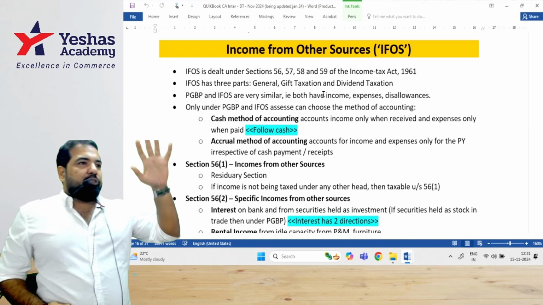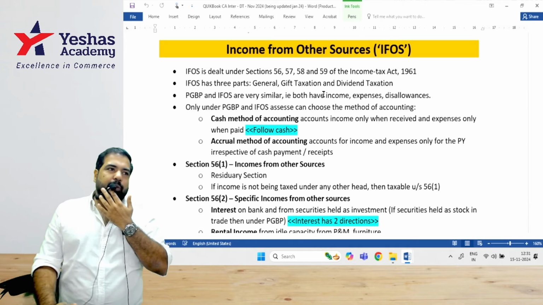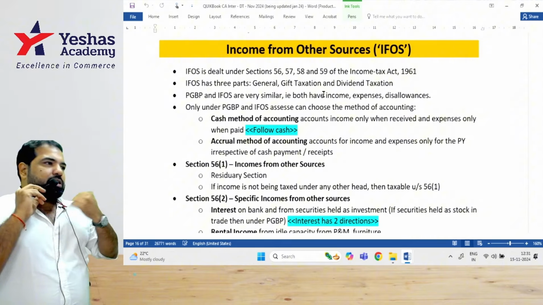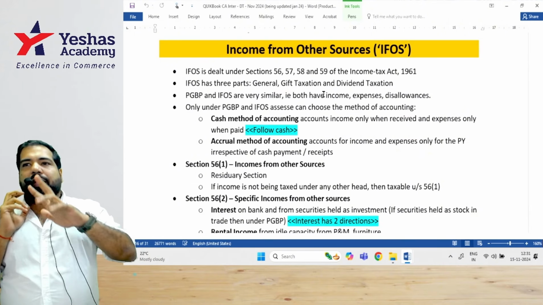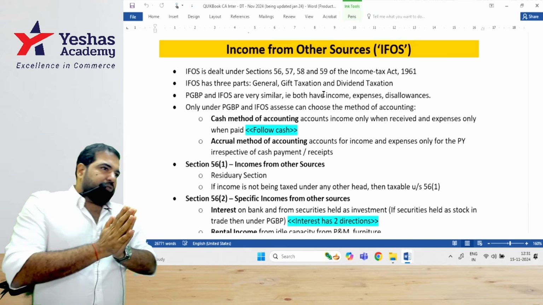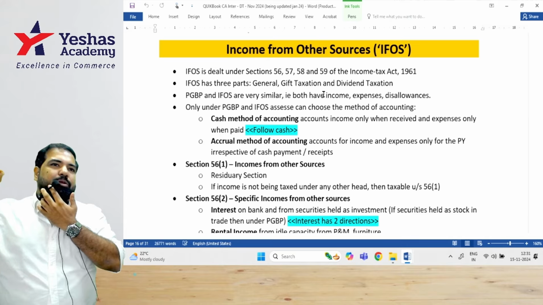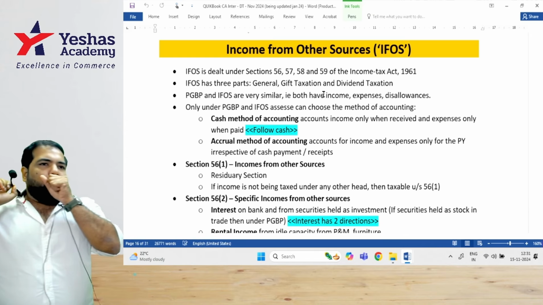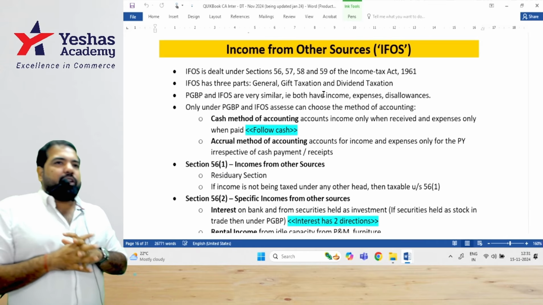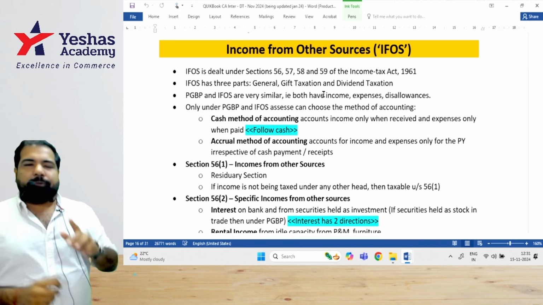Guys, IFOS is the fifth head of income, but it is for us the second head of income, after which head of income, guys, house probably. There are three parts to IFOS. The first part, general. Second part, and third part, guys, gift tax. Let's start with gifts. Something that we really enjoy is accepting gifts. So gift tax is always taxable from whose perspective? Giver or receiver, guys? Receiver. And we expect how many gifts every year? 10. Minimum 10, guys. That's why the section is 56(2)(x).